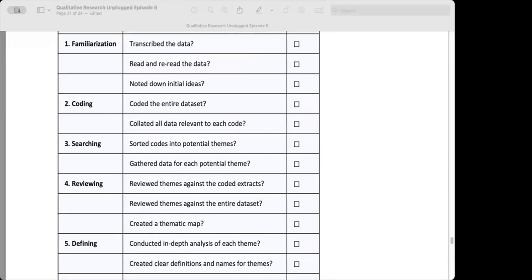We explored when TA is the right choice, delving into its flexibility for things like exploratory research and understanding lived experiences. We navigated those crucial distinctions between different approaches, inductive versus deductive, semantic versus latent, and even the deeper essentialist versus constructionist stances, emphasizing how your choices profoundly shape your interpretation. And the importance of being explicit about those choices.